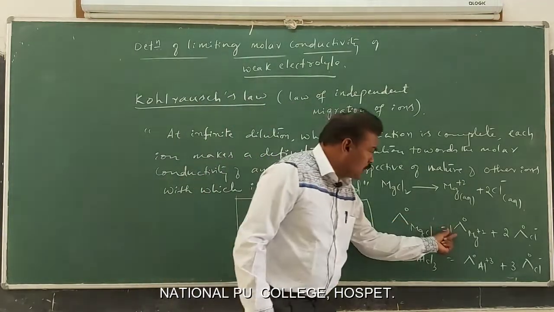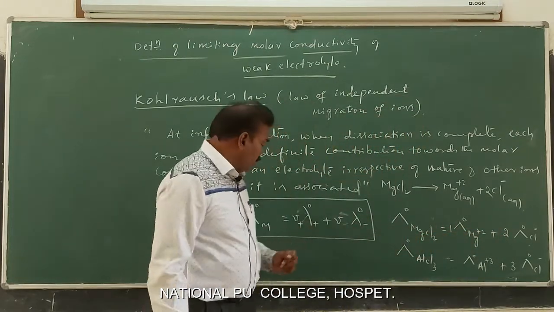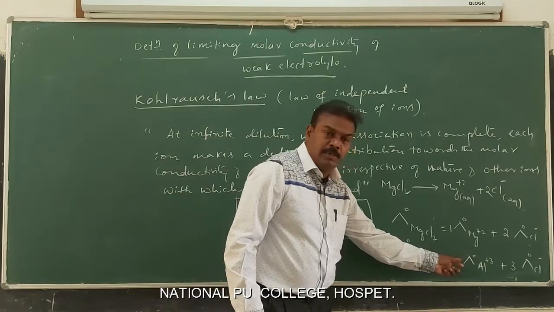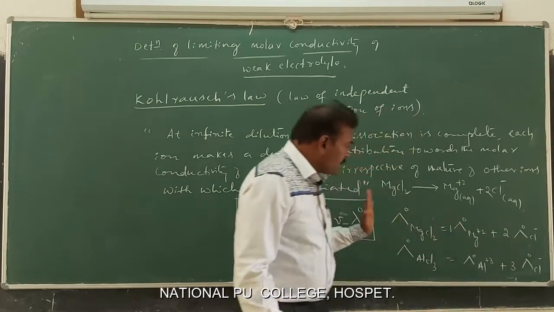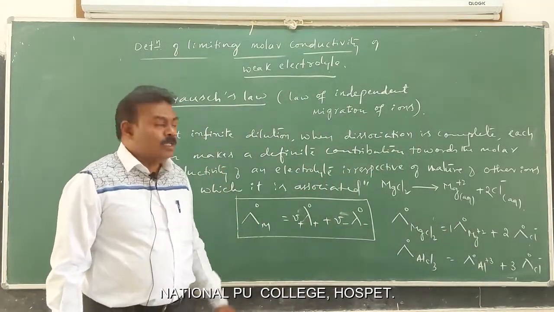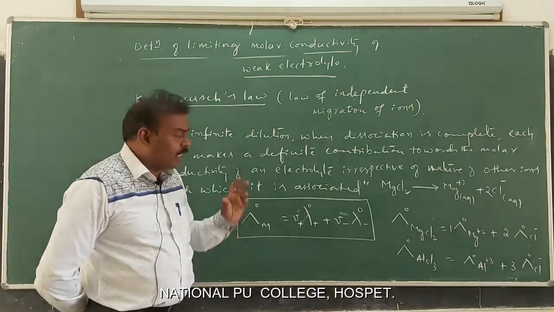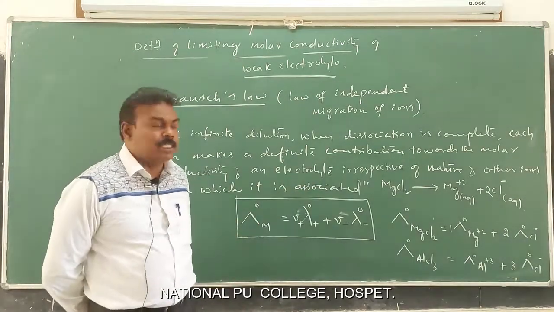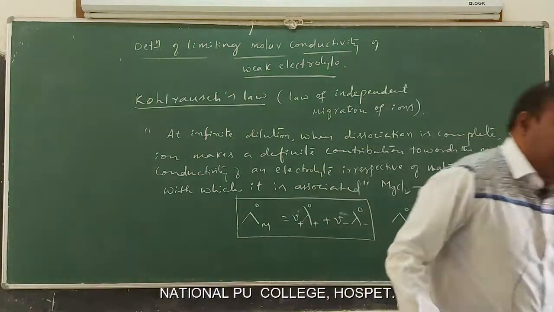Similarly, in the case of aluminum chloride, nu plus for aluminum is 1 only, that is 1 mole, and for chloride ion, that is 3 moles only. This is the representation of the Kohlrausch law. According to the Kohlrausch law, we can determine the molar conductivity of different electrolytes in this manner.